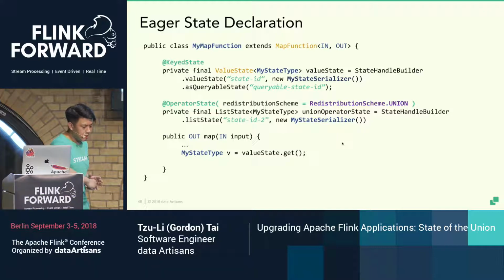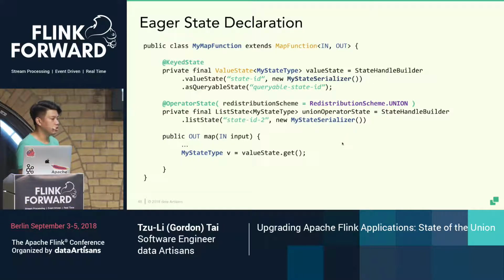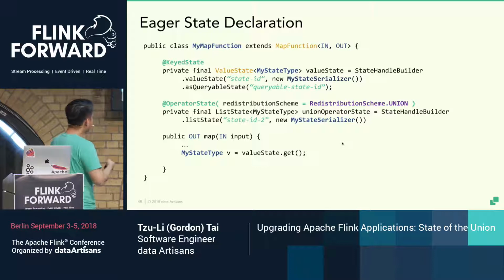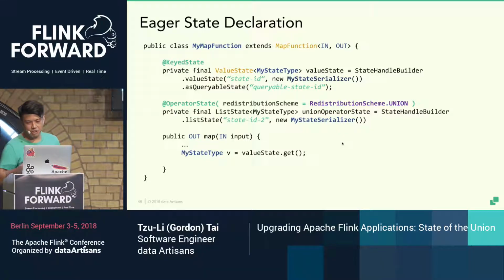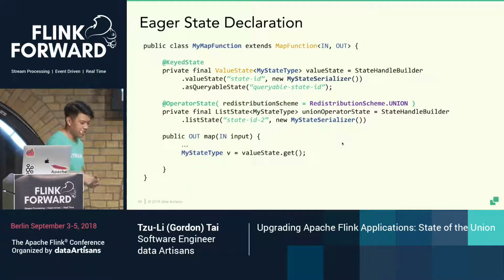But I think in the end, in my personal opinion, we would have both, but some features would maybe be limited only to if you're completely using eager state declaration, for example. But what the API would look like, this was actually something I came up with during one of our data Artisans internal hackathons on some topics that we know users have been asking for, and we just hack something out. But I think it would look something like this.